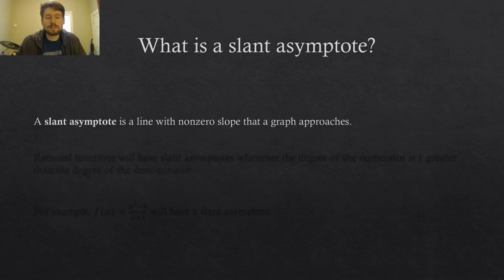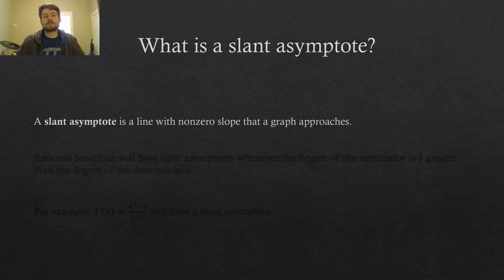So first, what is a slant asymptote? A slant asymptote is a line with non-zero slope that the graph will approach. It's an end behavior thing, so the graph is free to cross the slant asymptote in the center. It's just what the graph will approach as you go off to infinity to the left or to the right. The feature of a slant asymptote that's different from horizontal asymptotes is that slant asymptotes are linear equations that don't have a slope of 0.